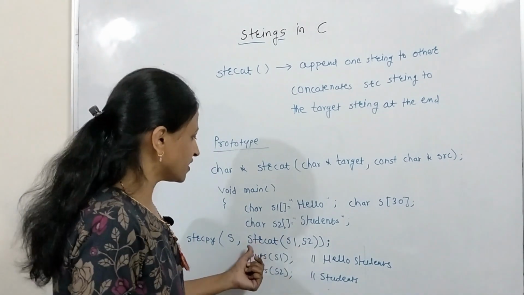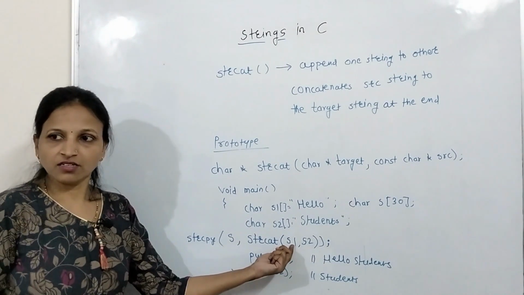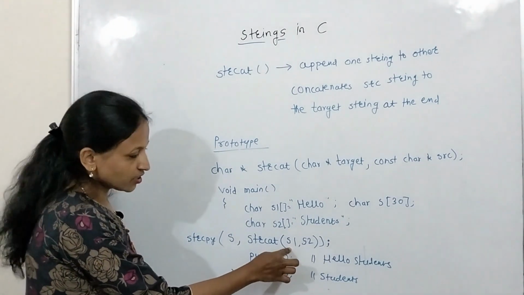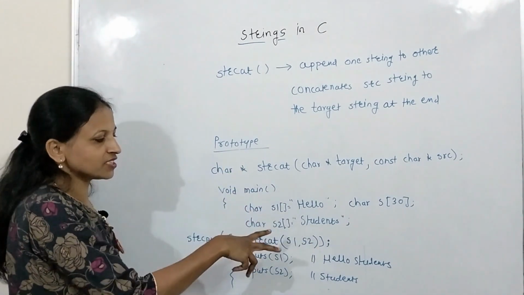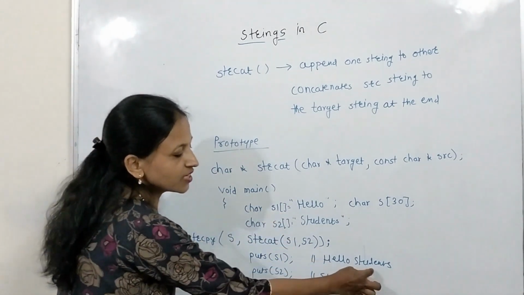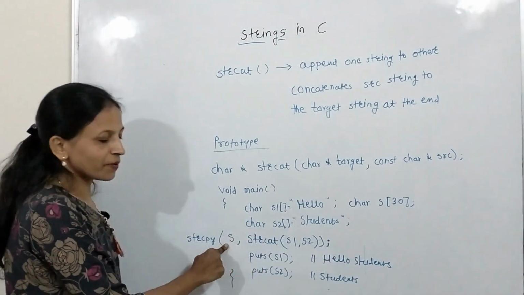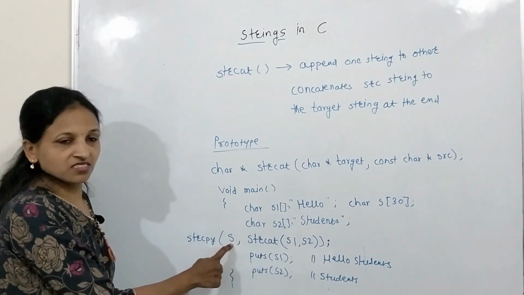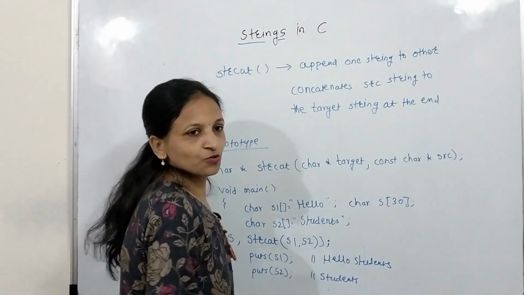Also it is returning s1. Getting? After attaching to s1, it will return s1 and whatever string is inside that s1, now it is hello students, that will get copied inside s. Means after this, if you are displaying that s, then you will get again hello students.